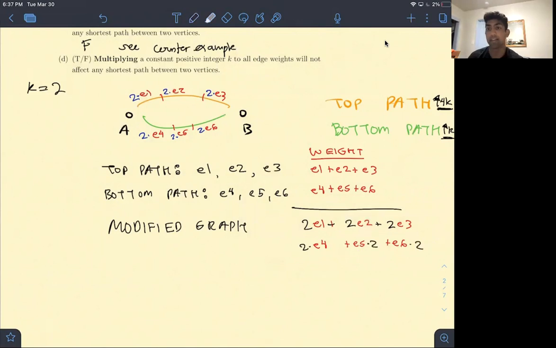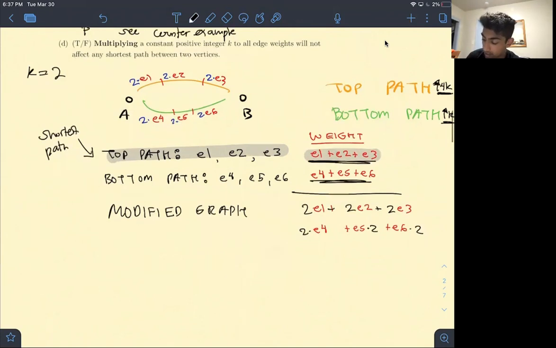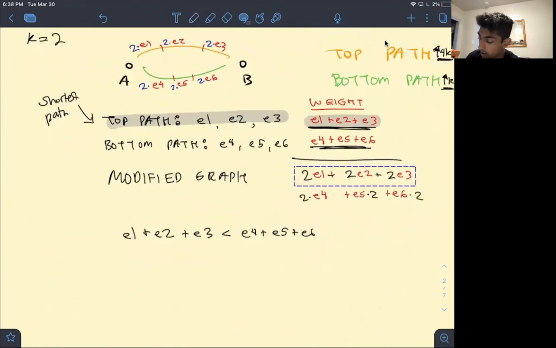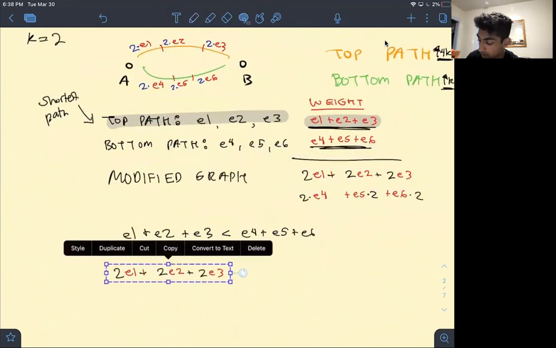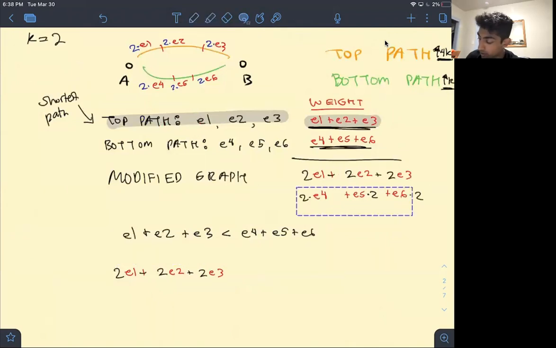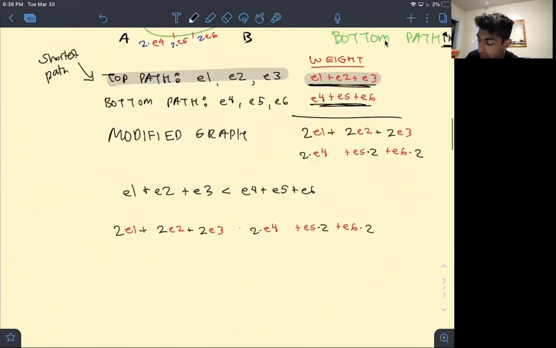Now suppose, without loss of generality, that the top path is the shortest path. That means that E1 plus E2 plus E3 is less than E4 plus E5 plus E6. Now, if we multiply all of these numbers by 2, or any k for that matter, we can see that this inequality still holds.